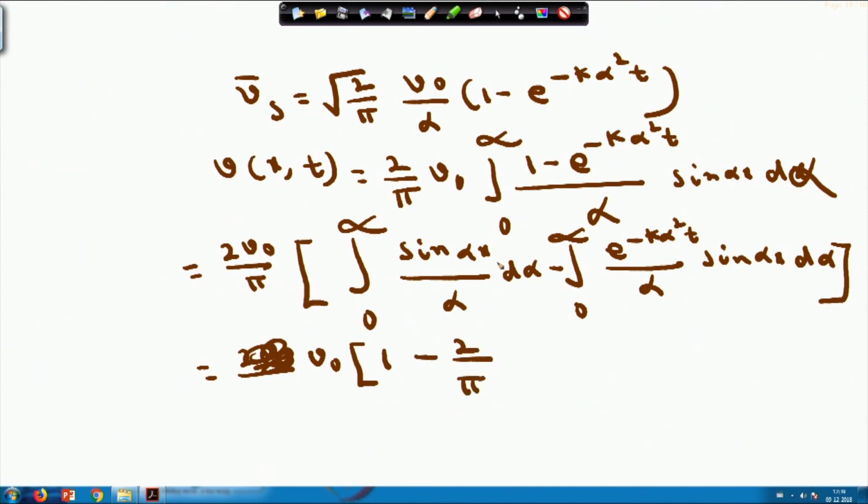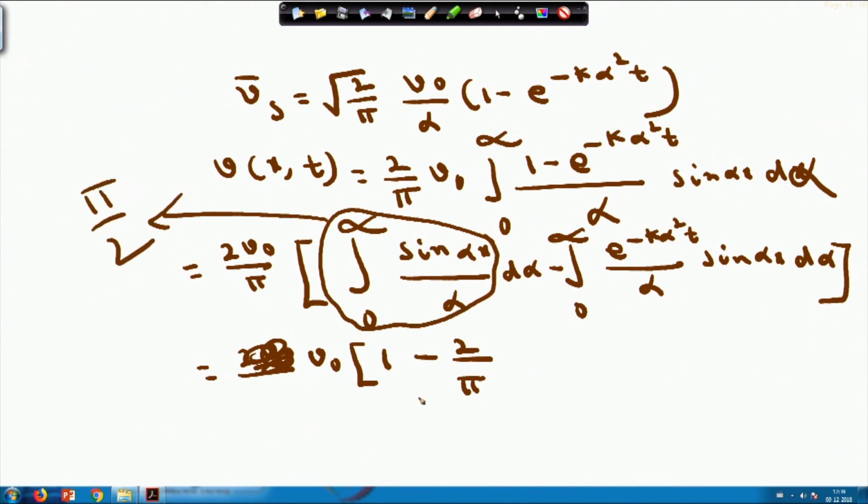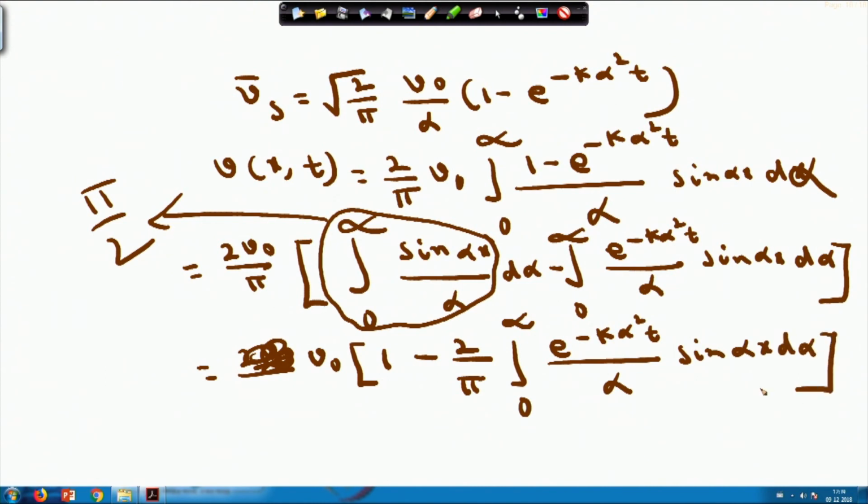Please note that this value I have substituted as pi by 2. Please note this thing. So, this will become 2 by pi, integral 0 to infinity, e power minus k alpha square t by alpha into sine of alpha x into d alpha. So, my next job is to find out the value of this integral.